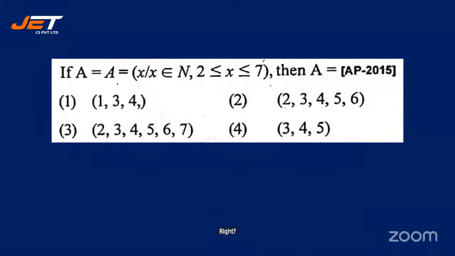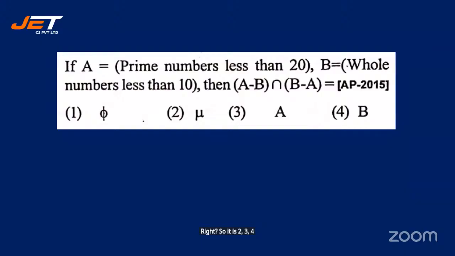Yes. Next, if A is equal to {x such that x is an element of N, 2 less than or equal to x less than or equal to 7}, then what is A? So this was asked in the year 2015. So it is 2, 3, 4, 5, 6, 7. Right?